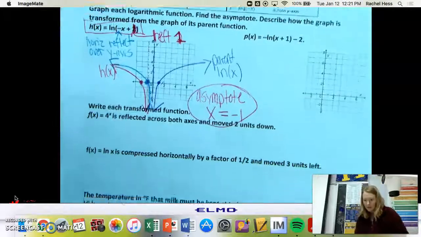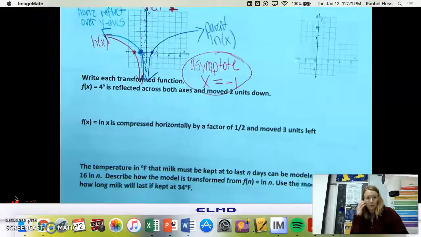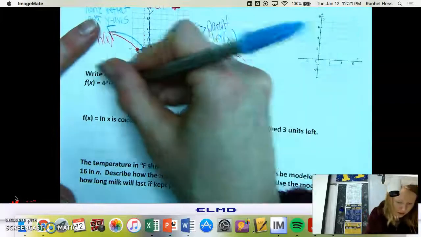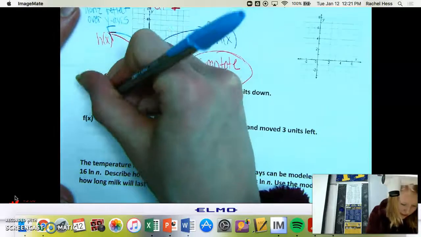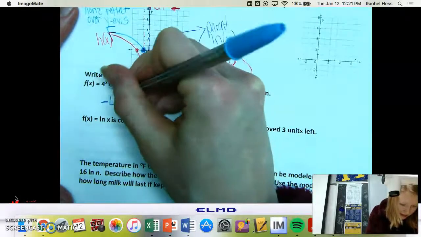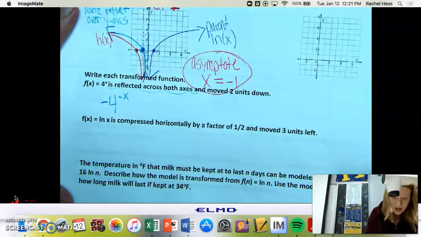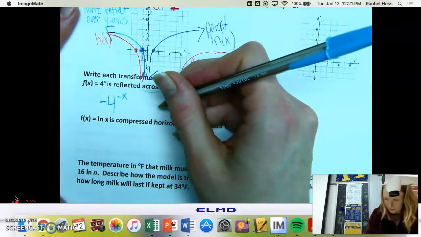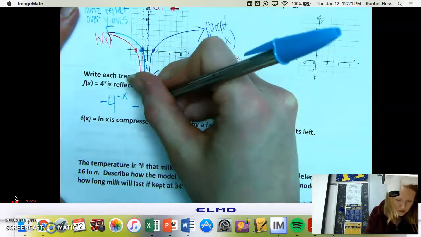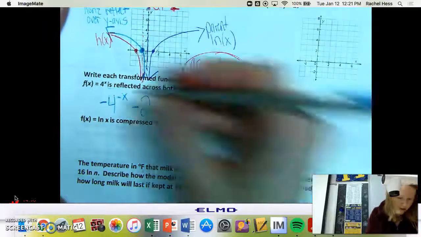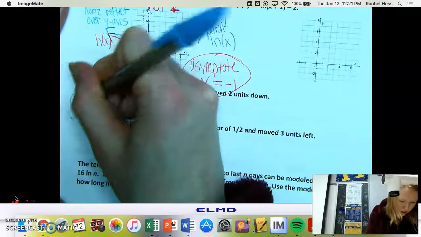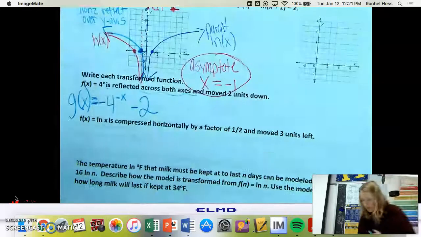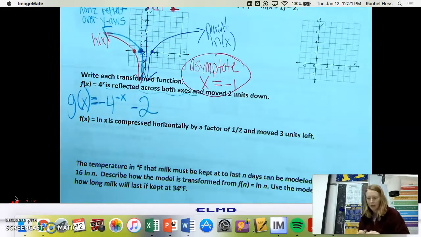Okay, last little thing, we're going to do a couple examples where it says write the transformed function. It says f of x is reflected across both axes, which means I need a negative in front of the 4, and I need a negative with the x. And then it says 2 units down, which means I need a -2 on the outside. That's a vertical transformation. So my g of x is going to be equal to -4 to the negative x, and then -2.